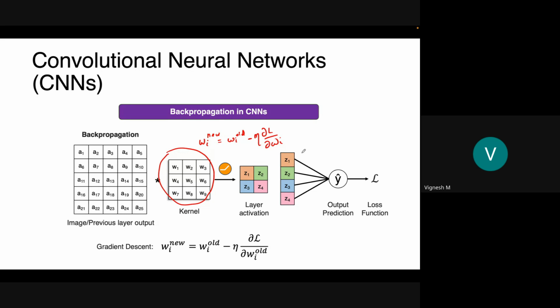So that's basically that. Now, the point is, what do we have to find? We have to find dou L by dou Wi's, correct? This is what we want. Now, how do we find this? That's the main crux of the problem.